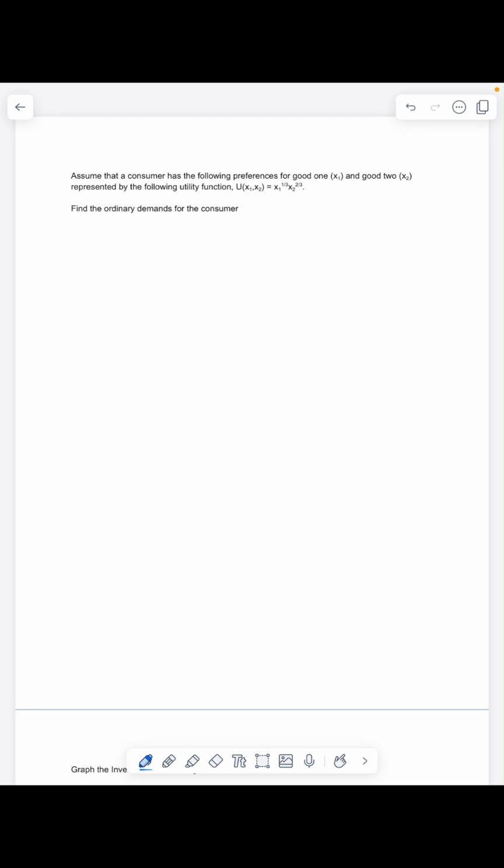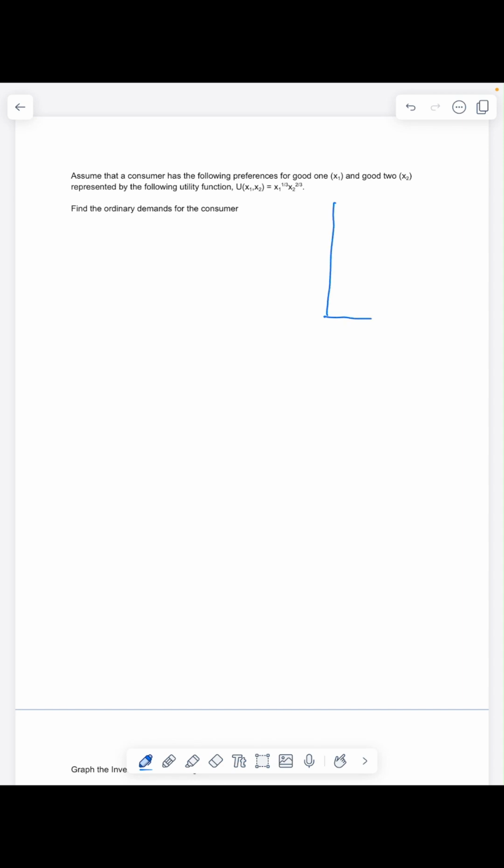All right. So today we're going to take a look at a couple questions in regards to a well-behaved utility function. These are oftentimes referred to as just Cobb-Douglas utility functions. One important thing to note is that we're going to refer to our two goods in this case as x1 and x2. And the first step to solving one of these questions would usually be to graph.